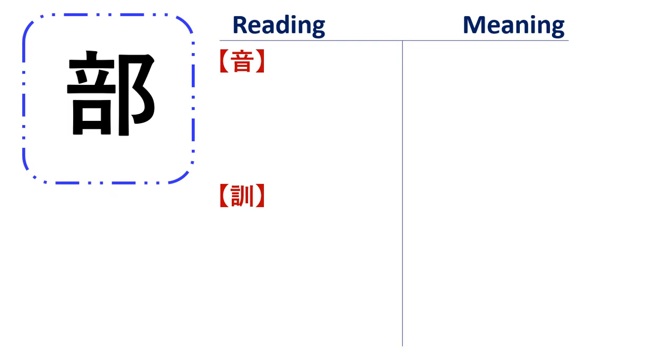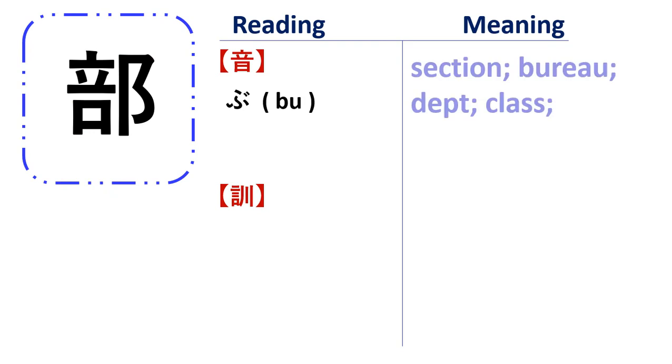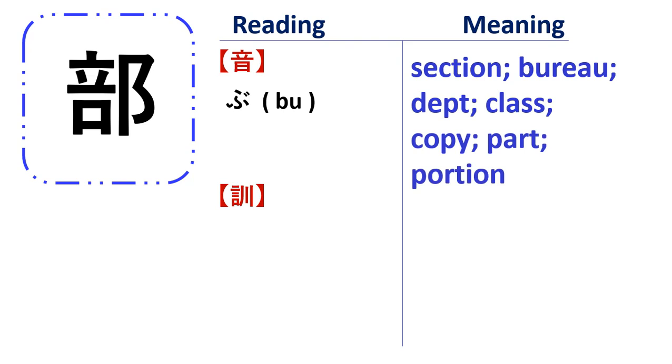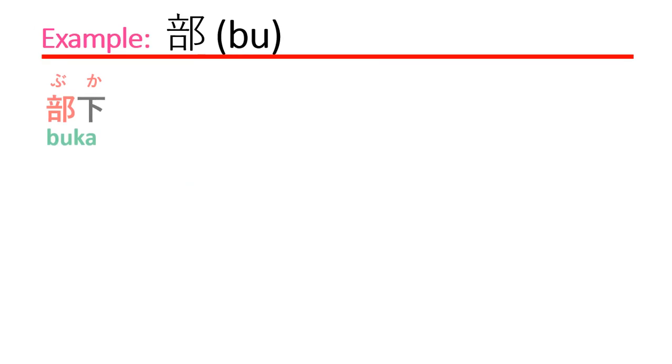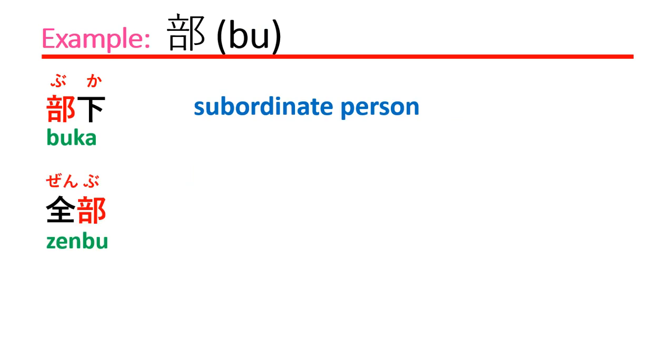The next we are going to learn this kanji. This kanji has the onyomi reading bu, and it has the meaning of section or bureau, department, class. But what you have to remember is that it means section or some part, right? Bu. Copy, party, portion. Now let's see some samples. Buka, subordinate person. Zenbu, or entire, whole.